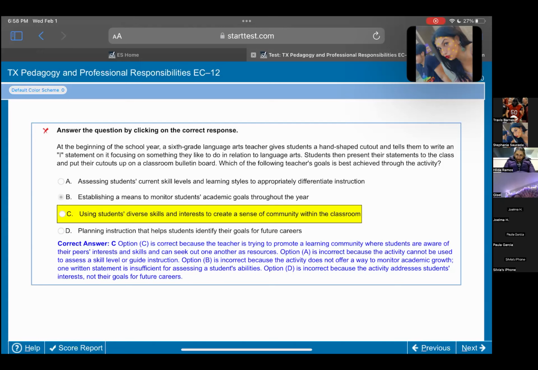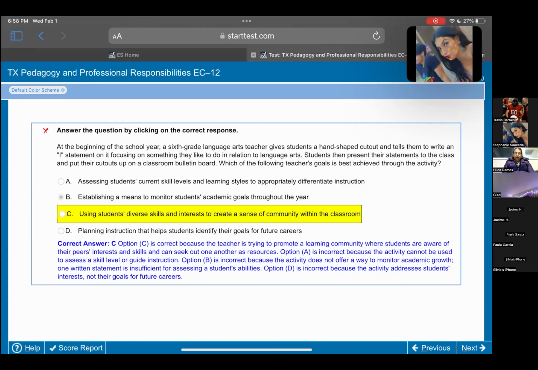So we are looking for the goal for this question. We're looking for why she did this. What is her goal and how is that best achieved through this activity? How is she achieving the goal that we're going to guess right now? So let's read all the way through, and then we already know the answer, but we'll just pretend like we don't. A: Assessing students' current skill levels and learning styles to appropriately differentiate instruction.